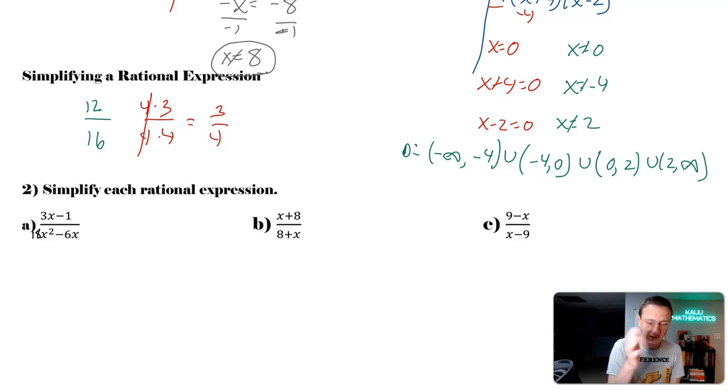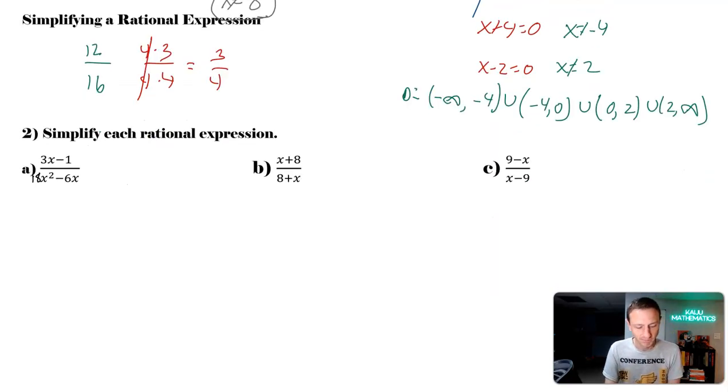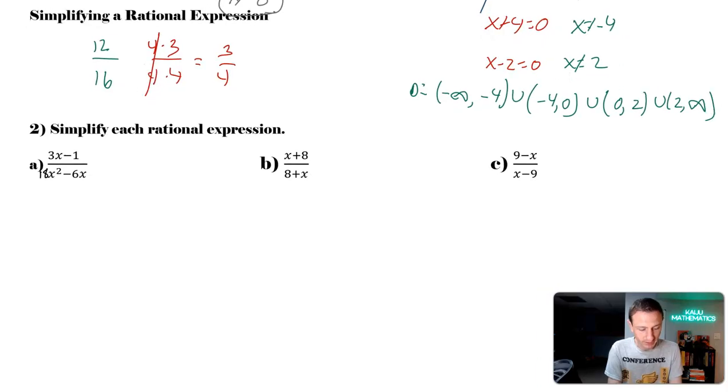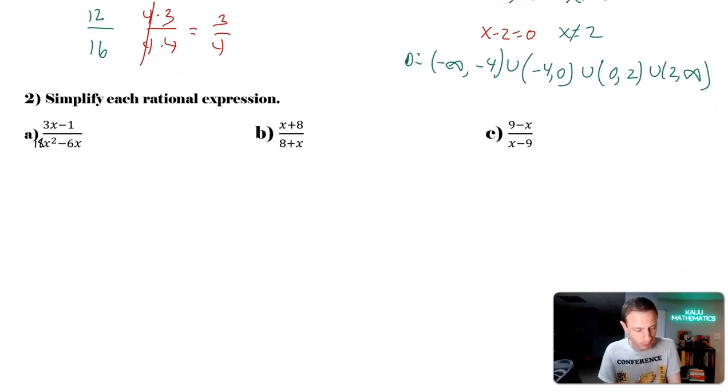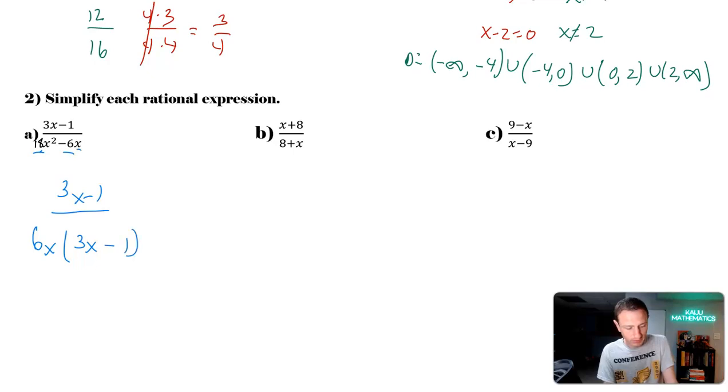Simplifying a rational expression works the exact same way. Let's go ahead and take a look at that. So number 2a, I have 3x minus 1 over 18x squared minus 6x. I threw in an 18 there after I worked it out, because it didn't work out nicely. But we want to factor, so the top does not factor, so 3x minus 1. The bottom, 18x squared minus 6x, what could I factor out from there? I could take out a GCF of 6, because 6 goes into 6, 6 goes into 18, and x. So I'm going to take out 6x. That's going to leave me with 3x minus 1, because 6x divided by 6x is 1.